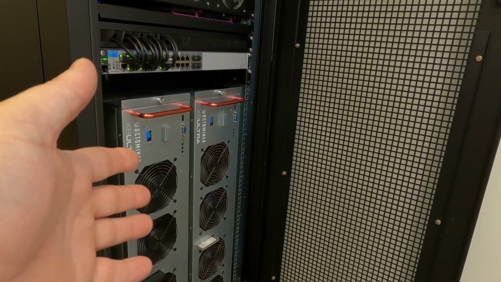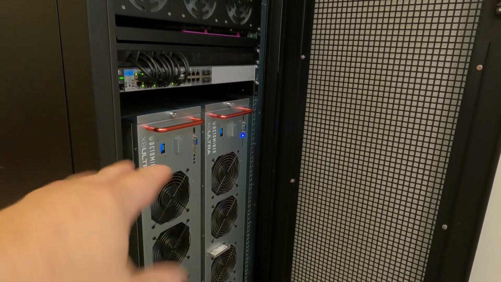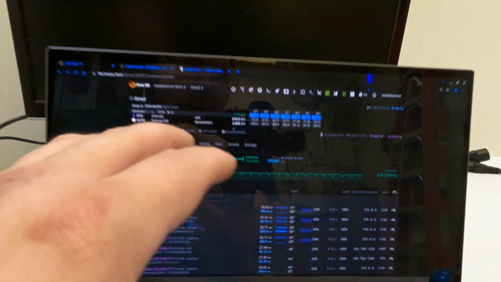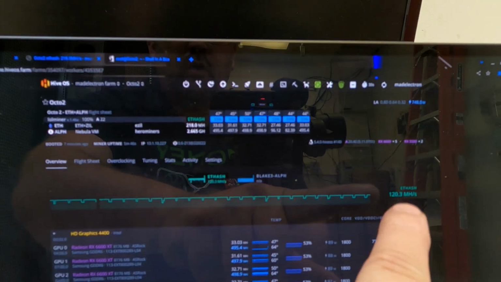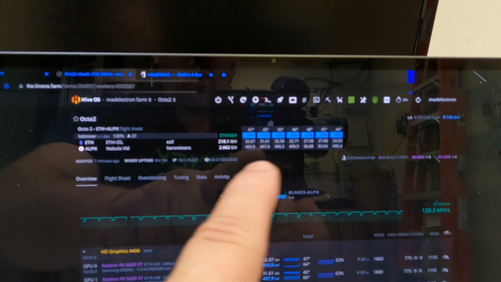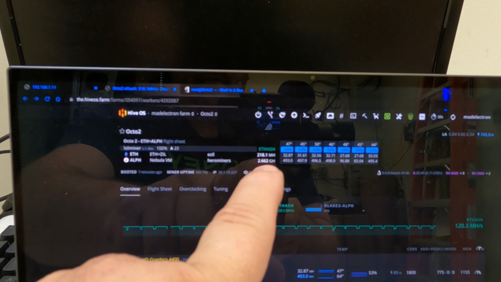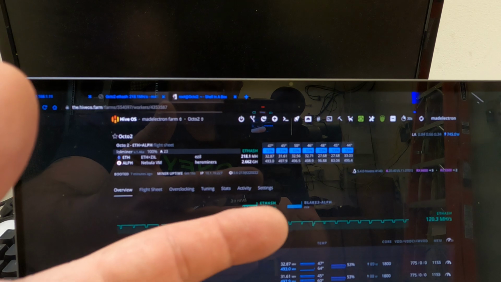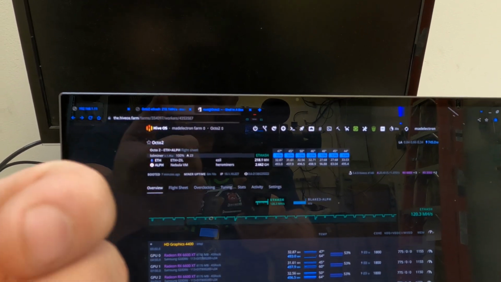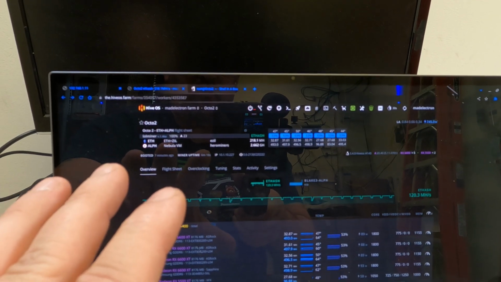So we got Octo 2 back into the server rack, and it's running, and it took about half an hour to get it tuned. With that being done, if we take a look here, we can see our original Ethereum hash rate was 120.3. We are now doing 218.1. So we gained about 97 mega hash from not having those cards installed. Nice. A lot less power draw too.